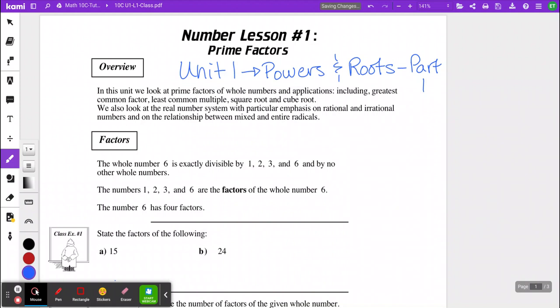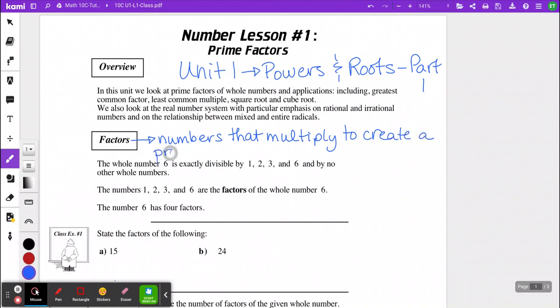Okay, so we have to know a few things about vocabulary, and one of them is factors. So what are factors? Factors are numbers that multiply to create a product. Well, what is a product? That is the answer of multiplying numbers.